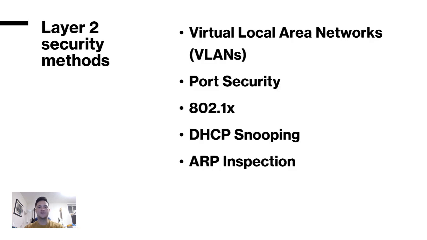So some methods for securing Layer 2 include virtual local area networks, commonly known as VLANs, port security, 802.1x, DHCP snooping, and ARP inspection.